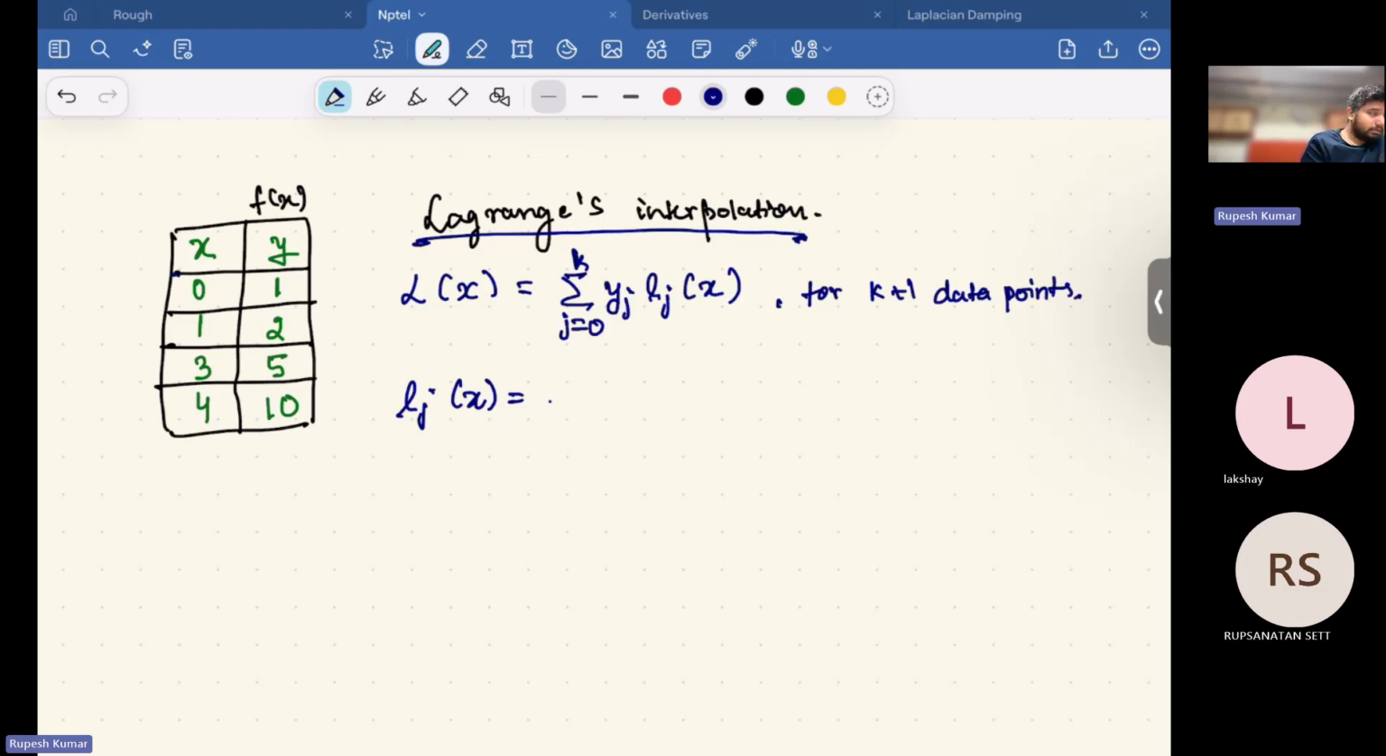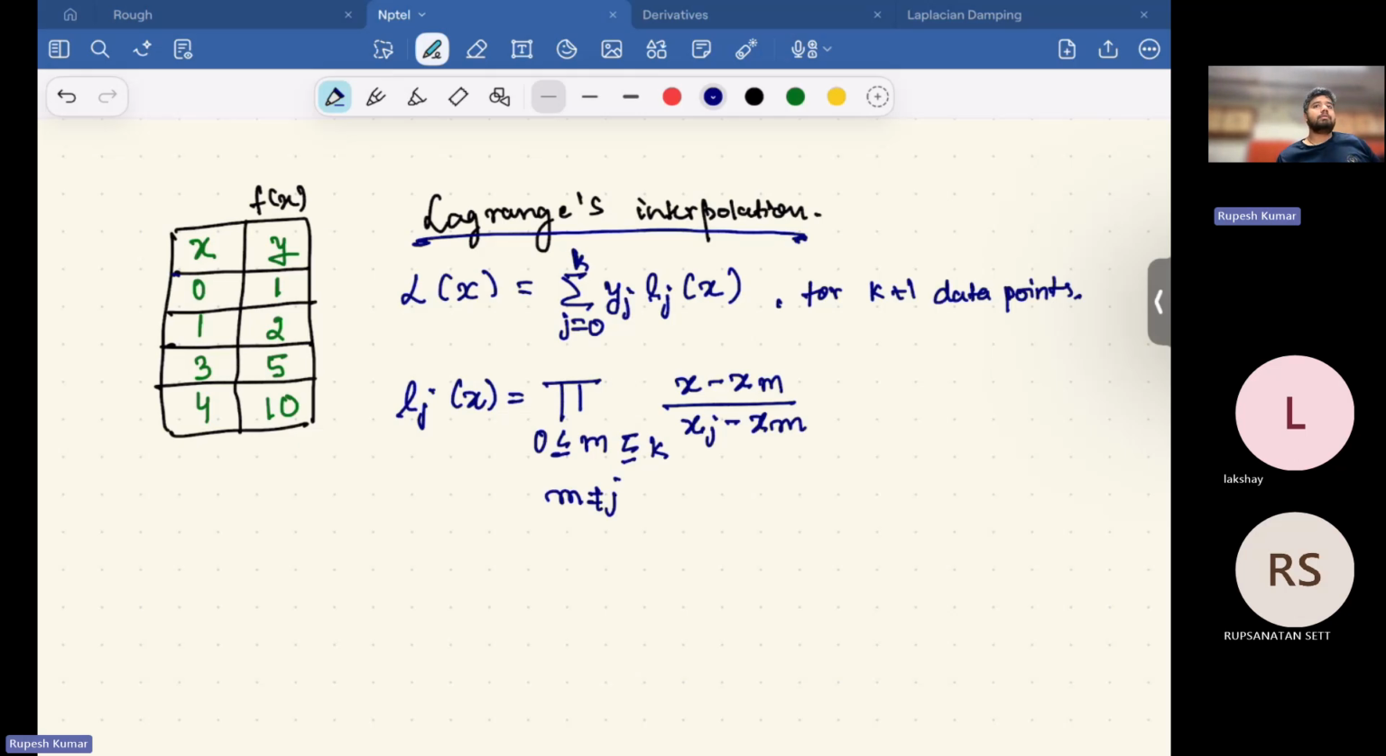So then Lj of x is given as the product over m from 0 to k, m not equal to j, of (x minus xm) divided by (xj minus xm). Right? So why do we use this kind of polynomial? Essentially it allows you to do online interpolation. Basically you can keep adding data points.